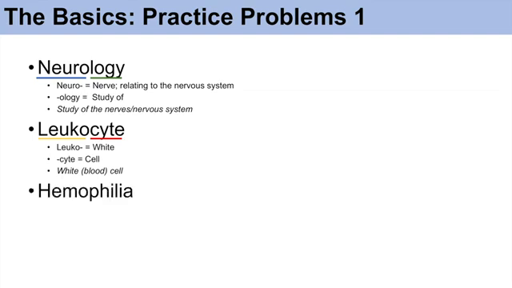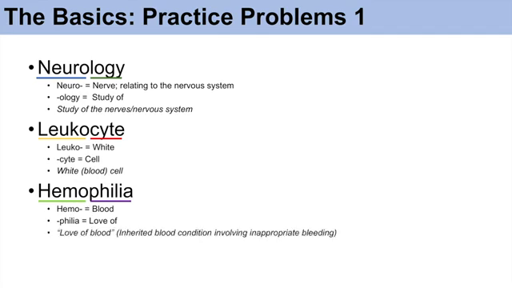The next one is hemophilia. Again, try to figure this out. Like we always do, we break it down. Hemo means blood, and philia means love of. So this literally means love of blood, but it actually is an inherited blood condition involving inappropriate bleeding. Hemophilia literally means love of blood, but it is actually a genetic condition involving inappropriate bleeding.